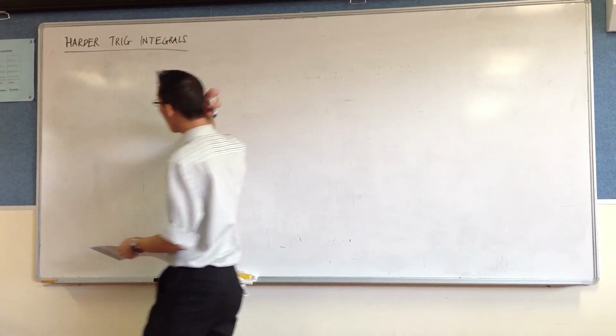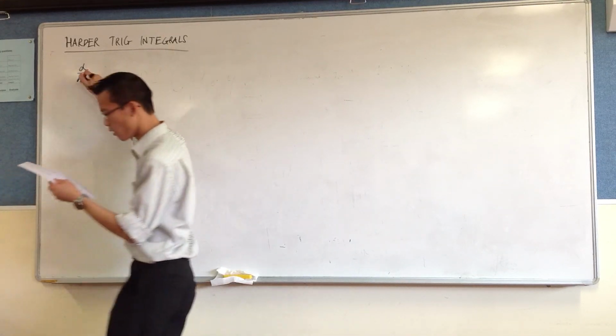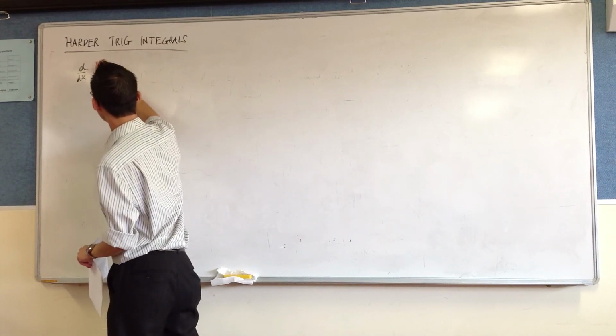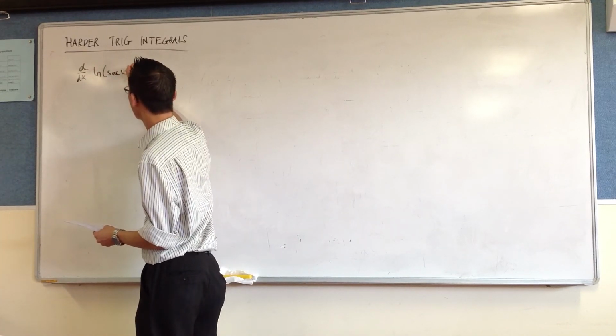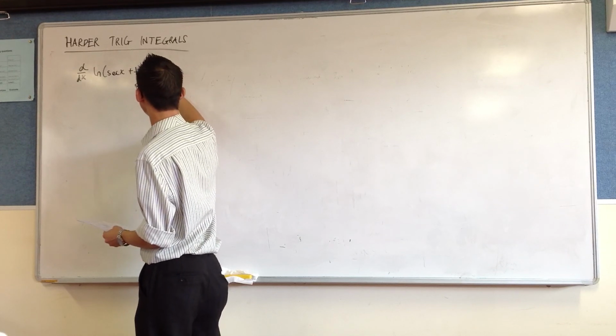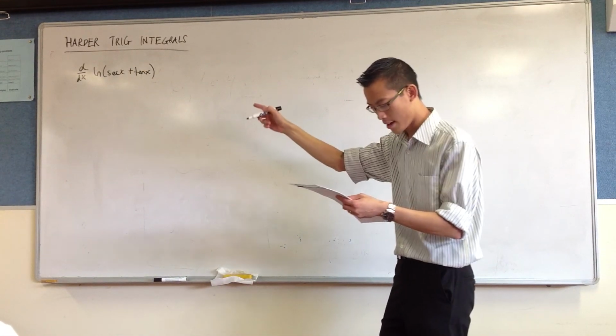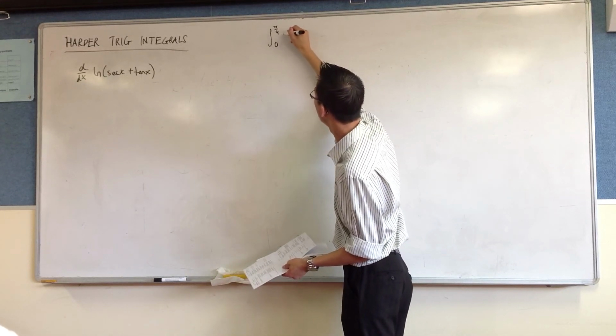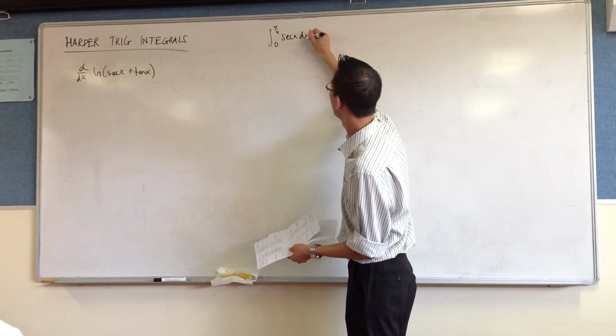One says, differentiate this weird log function and then hence evaluate an integral. So here's the log function: log of sec plus tan. They say differentiate that and hence evaluate. They give you a definite integral, this one. Okay?